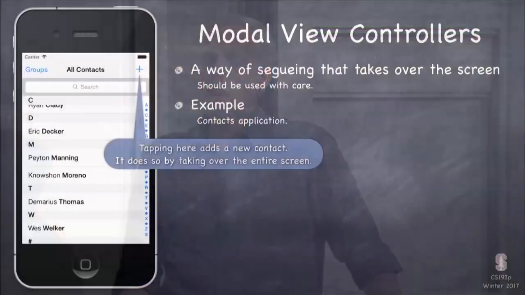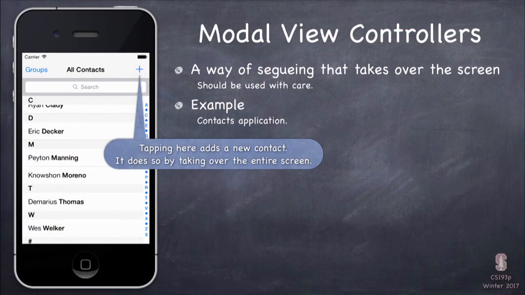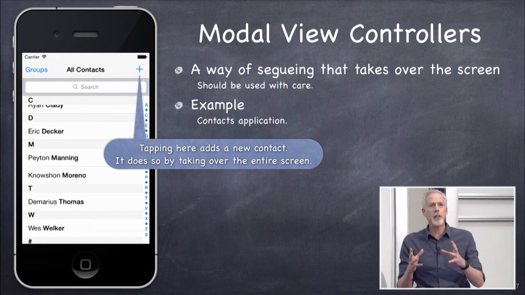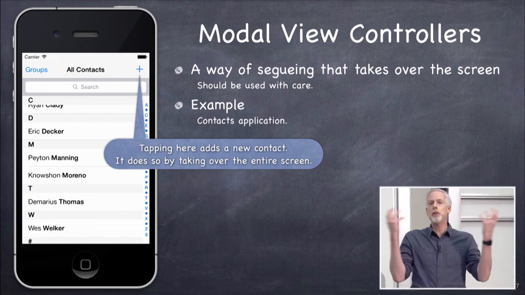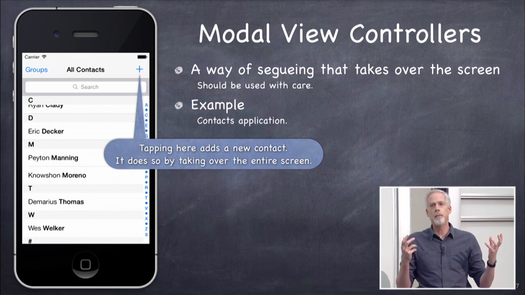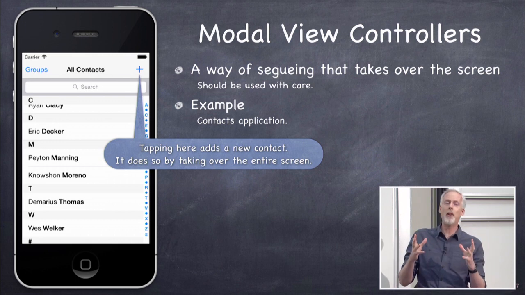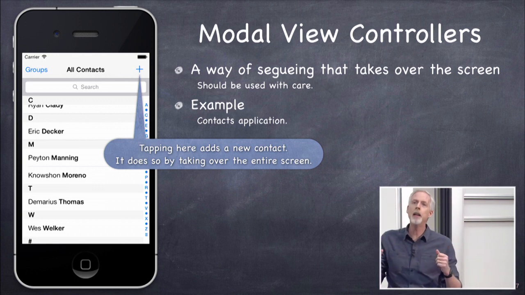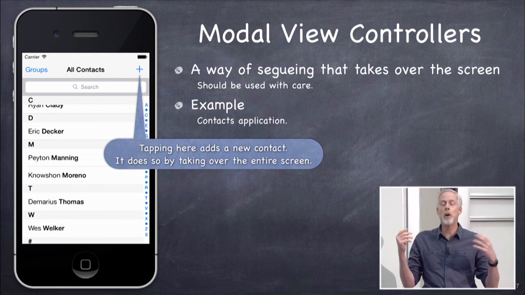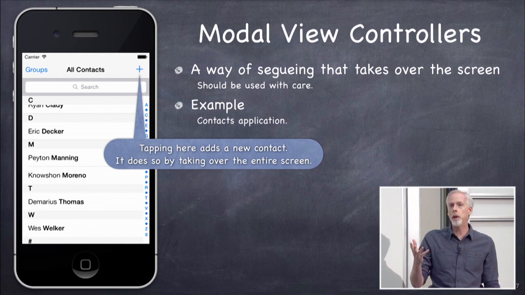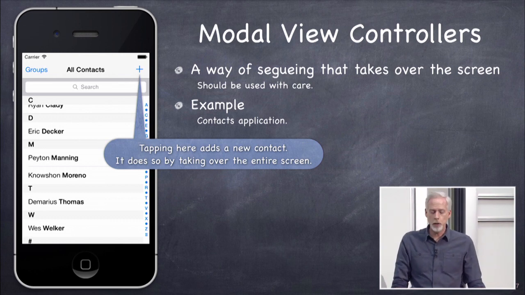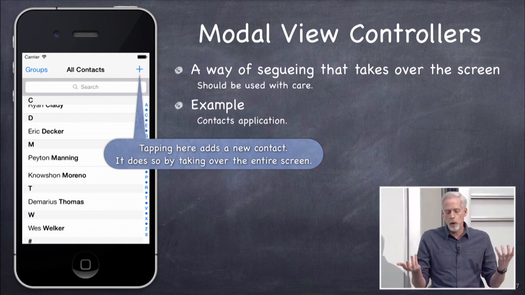So now a modal segue is an interesting one. When you segue modally, you take an MVC that you're segueing to, and it takes over the entire screen. Okay? That's why it's called modal, because you're in a mode where you can only interact with that MVC. There's no back button, there's no tab bar to click on, there's no way to do anything else in the app except for what that MVC is doing. So why would you ever want to do this?